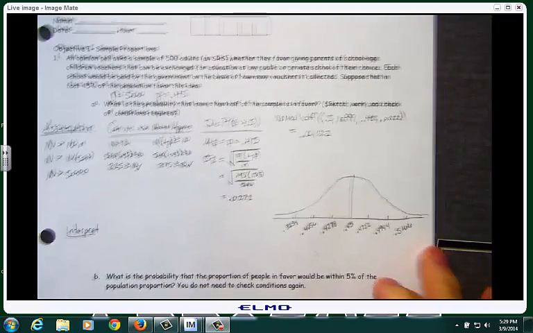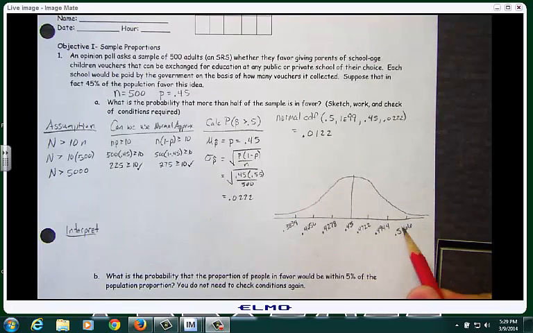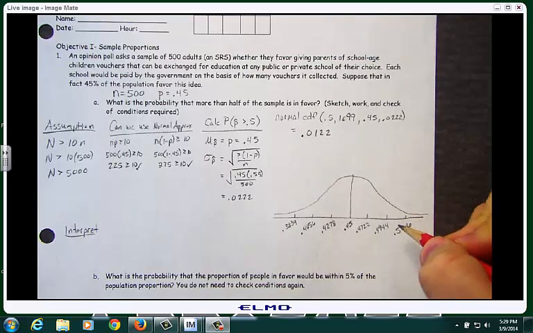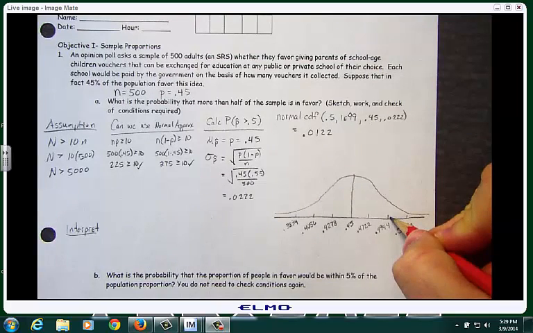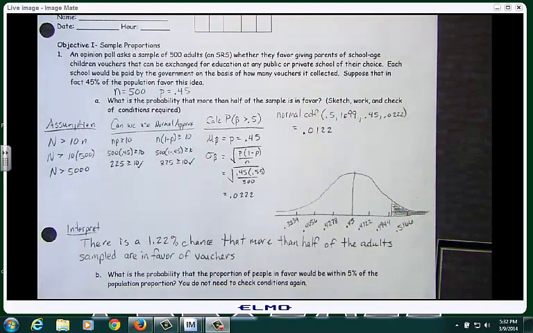You could draw a sketch of this, and I've already labeled my mean and then plus 3 standard deviations and minus 3 standard deviations in each direction. Estimating about where 0.50 would come would be just past the second standard deviation. So I'm going to shade above that point. So we have a sketch to go along with our answer. The last step is to interpret our answer. There is a 1.22% chance that more than half of the adults sampled are in favor of vouchers.